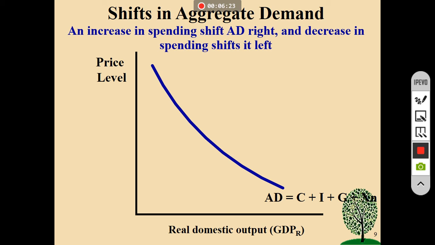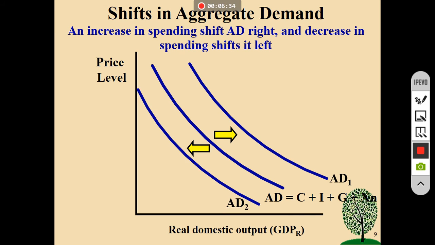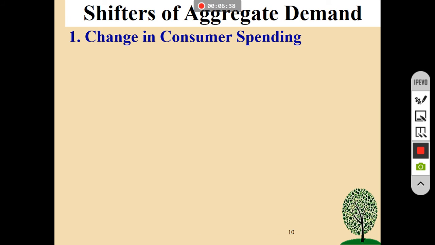So if any of these categories here, C, I, G, or X of N, increase, right, we get more spending, our curve goes to the right, it increases. And if any of those decrease, our curve goes to the left, right? So let's break them down, kind of run through some examples.